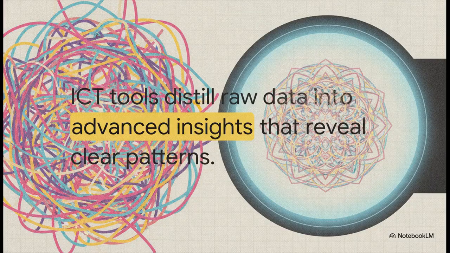These ICT tools are essentially the engine of discovery. They take raw, chaotic, totally unorganized numbers and text, and they distill them into advanced statistical and qualitative breakthroughs. It's that thrilling moment where the noise finally fades away, a pattern emerges, and the researcher can say, "There it is. There's the answer to my hypothesis."